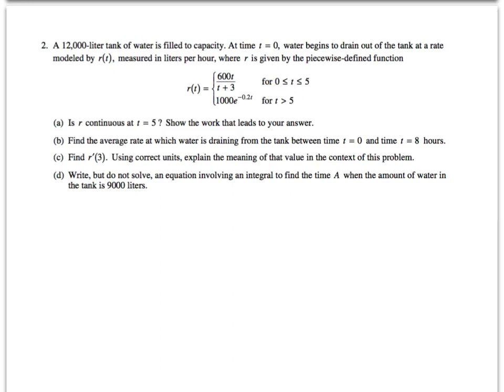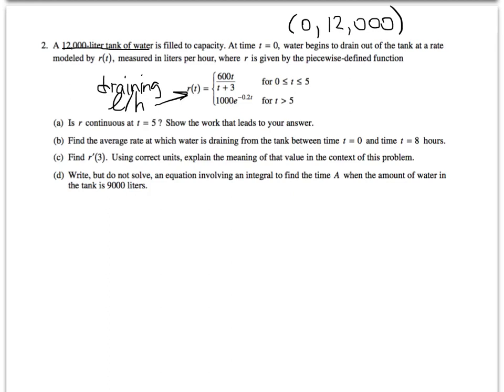This is an explanation to problem number 2 of practice test number 2. In this problem, we begin with a 12,000 liter tank filled to capacity. So at time 0, the tank level is 12,000. Water begins to drain at a rate modeled by R of t, the rate at which the water is draining in liters per hour. It's a piecewise function, going from 0 to 5 and then greater than 5.